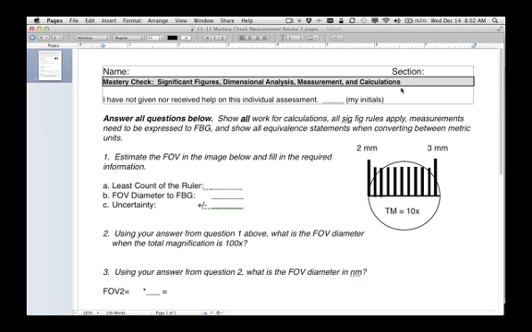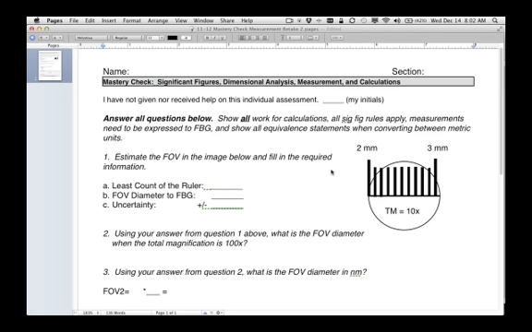So these questions are going to be similar to the ones that you're going to be actually attempting. So make sure you read the directions carefully and keep your wits about you as you're answering these questions. It says answer all questions below. Show all work for calculations. All sig fig rules apply. Measurements need to be expressed to first best guess, and also show all equivalent statements when converting between metric units.